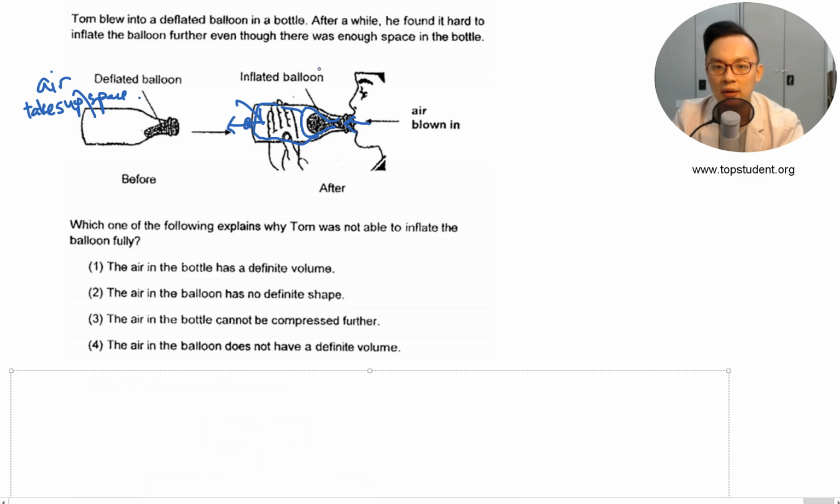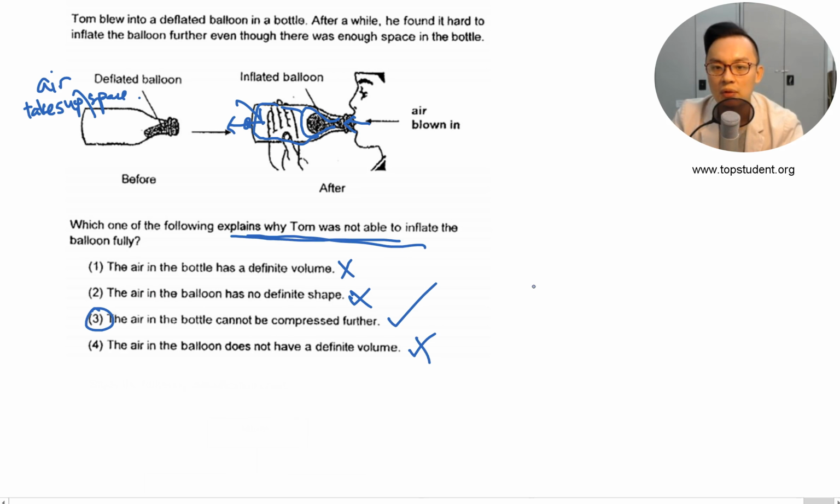Which one of the following explains why Tom was not able to inflate the balloon? The air in the bottle has a definite volume. No, air has no definite volume, but it takes up space. The air in the bottle has no definite shape. This is correct, but it doesn't explain why Tom was not able to inflate. The air in the bottle cannot be compressed further. That's right, so this is the answer. It cannot be compressed further because it takes up space and can only be compressed to a certain amount. The air in the bottle does not have a definite volume. This is also correct, but it does not explain why Tom cannot inflate. So the answer is number 3, because the air cannot be compressed any further than what it was compressed.